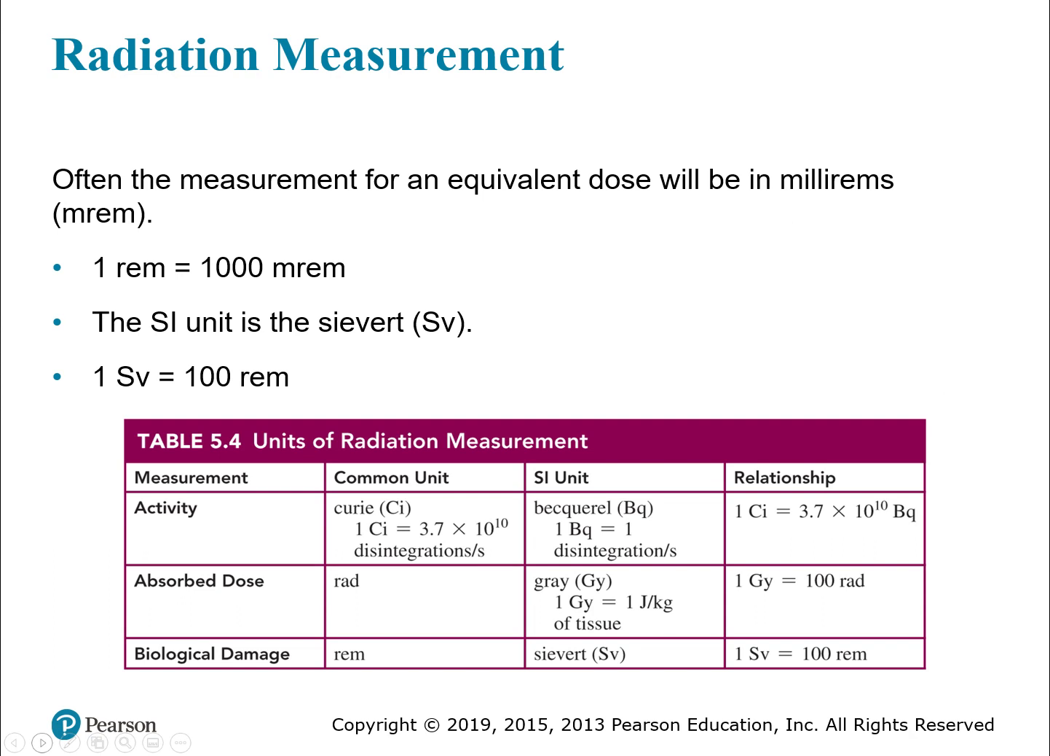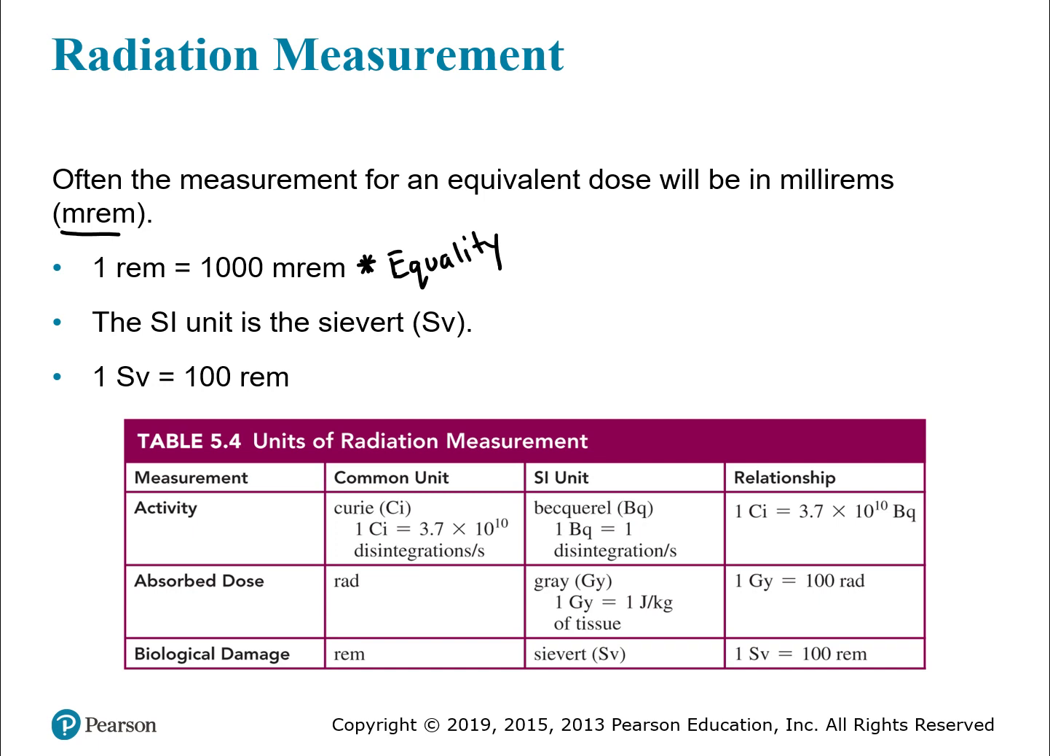Oftentimes, the measurement for an equivalent dose will be in millirems, and this is the abbreviation for millirems. So don't forget those metric prefixes, because you'll see them time and time again whenever we do math. Here's an equality that will be helpful for you. It will not be provided because you should know that 1 rem, you should know milli. Milli is 1,000, okay? So milli would be 1,000 times smaller than 1 rem.